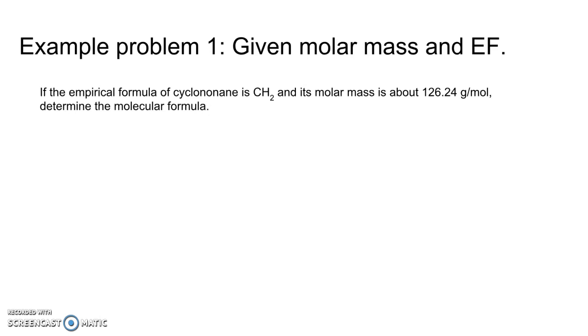So if you were given molar mass and the empirical formula, you might be asked to determine the molecular formula. So this is also something that could be tacked on after you've figured out the empirical formula. Just something to know. Okay, so if the empirical formula of cyclononane is CH2 and the molar mass of cyclononane is 126.24 grams per mole, come up with the molecular formula.